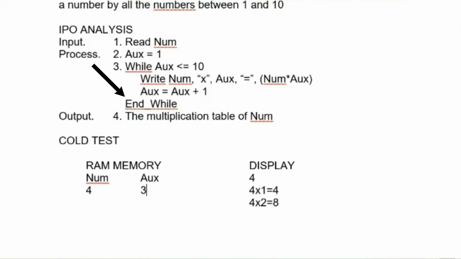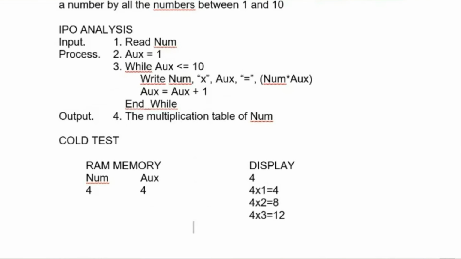Then while, you go into the while instruction, while aus is less or equal to 10. That means 3 is less or equal to 10. The answer is true. So write the content of num, that is 4, the x symbol, the content of aus, that is 3, the equal symbol, and the result to multiply num by aus, that is 12. Then aus is equal to aus plus 1. 3 plus 1 is 4. Then end while.